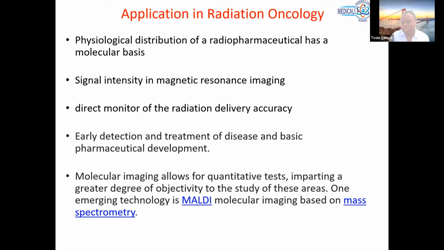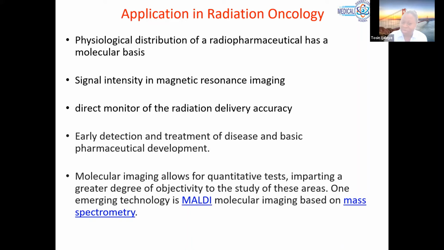And also direct monitoring of radiation delivery accuracy, as I said earlier. It also helps in early detection and treatment of diseases and in basic pharmaceutical development. When a new type of cancer tumor is developed at a particular molecular level, the calculation of that molecular level can help the pharmacists to go into the labs and say, for this particular one, we discover this particular chemical.